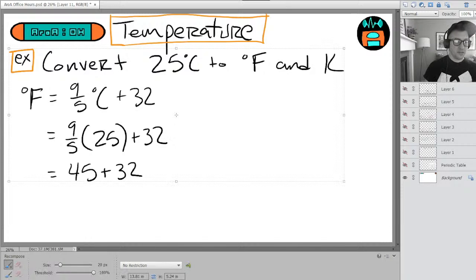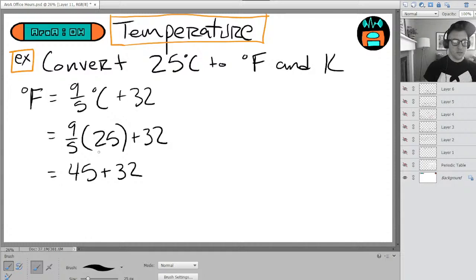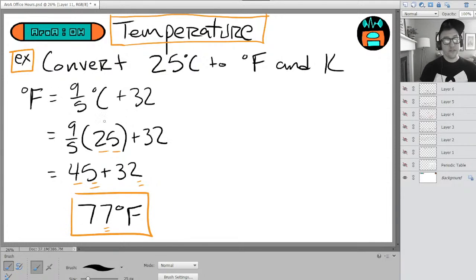You'll notice we kept 2 sig figs here. And now when we add these two together, we get 77 with sig figs. You'll notice our last sig fig is in the ones place, and our unit is degrees Fahrenheit. So 25 degrees sounds cold to our Fahrenheit ears, but 25 degrees Celsius is actually fairly pleasant when it comes to Fahrenheit. 77 is a nice, comfortable temperature.